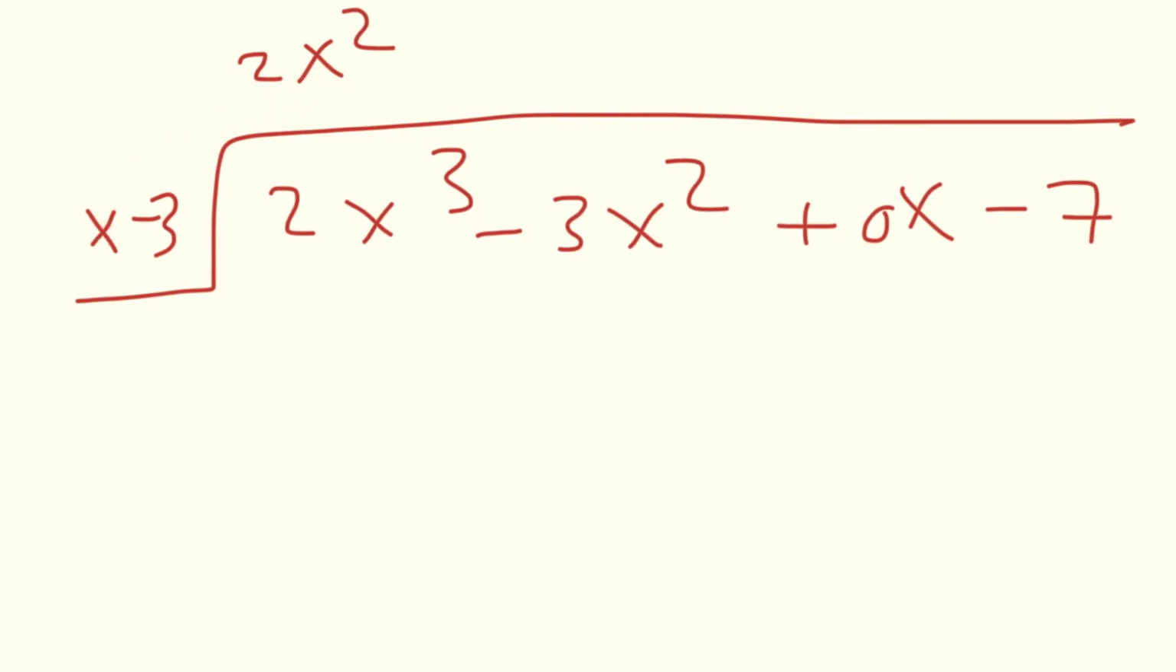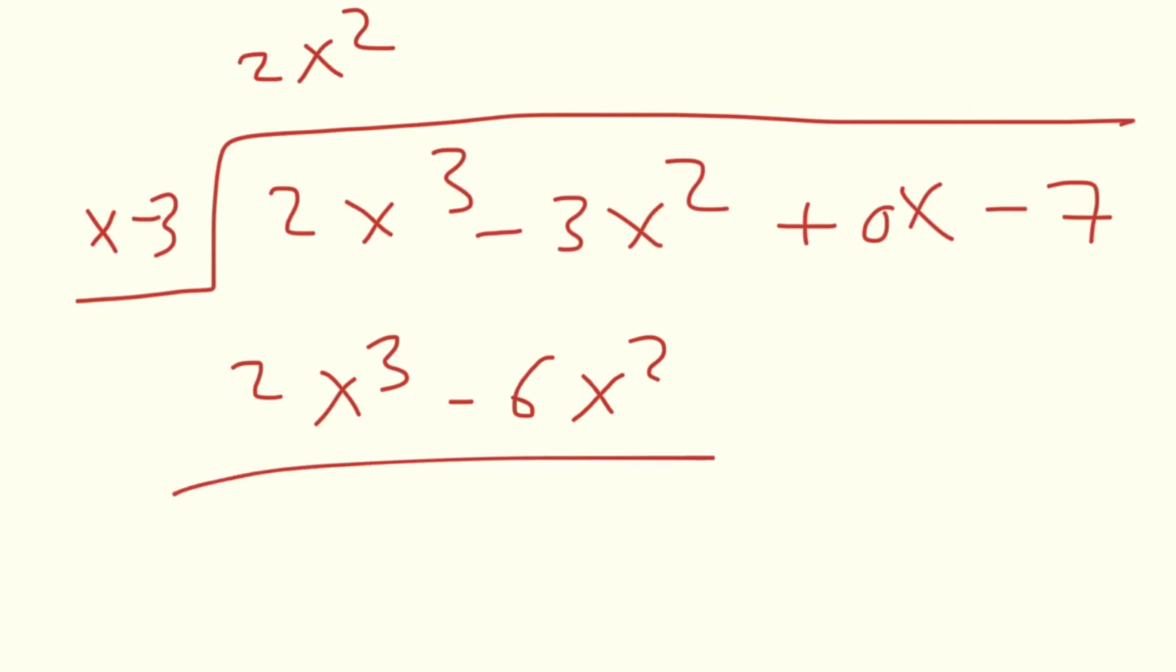2x squared times x, of course, I know what will happen. It will be 2x cubed. But when you multiply it by the second, you get minus 6x squared. So you write them like that. Okay? Next is to get the difference. Subtract this minus this, and subtract this minus this, like we did before with integers, with numbers.